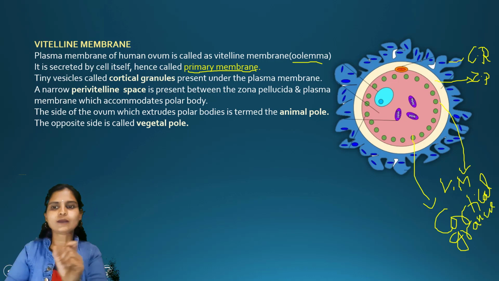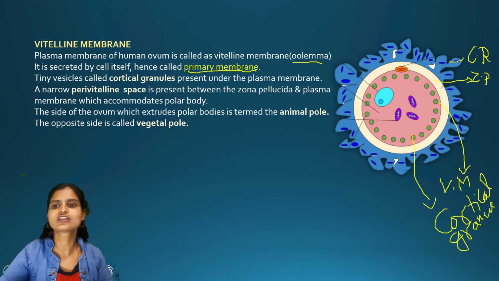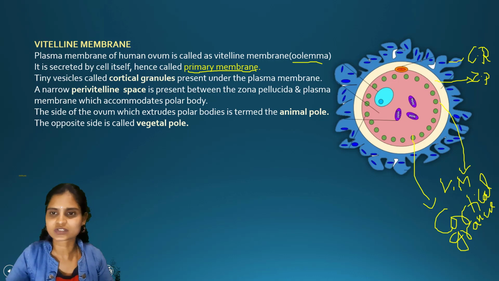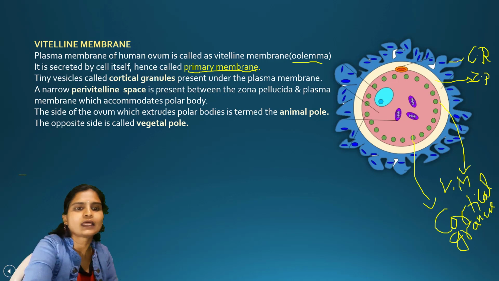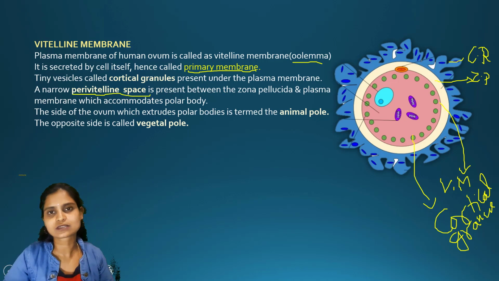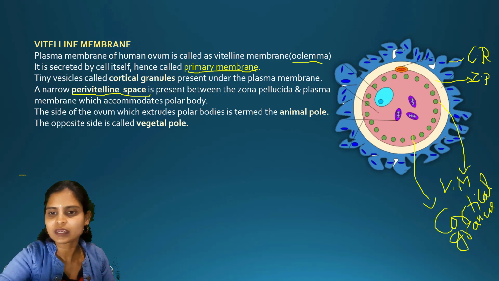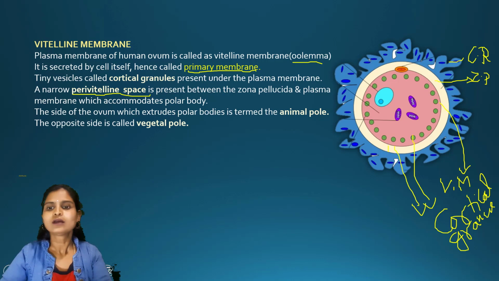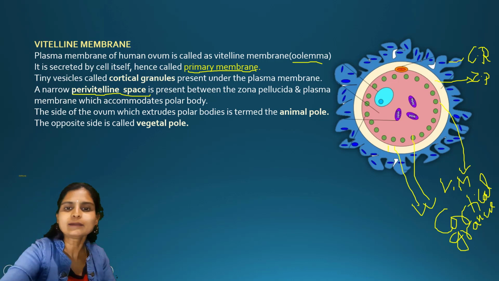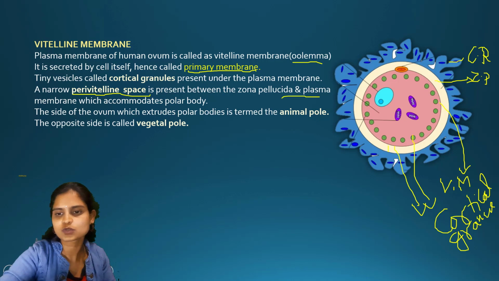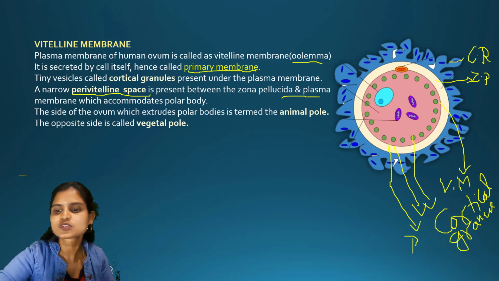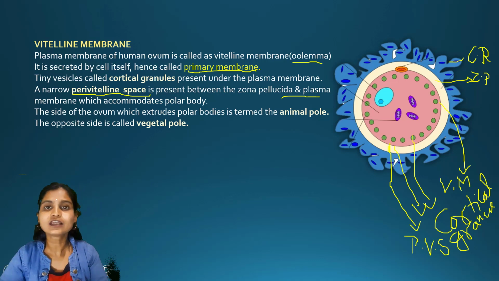They are tiny circular cells, greenish in color. They contain many enzymes which help in the fertilization process. Then next there is the perivitelline space. The space between the zona pellucida and the plasma membrane is called the perivitelline space.